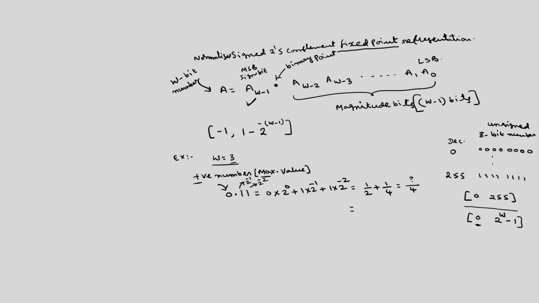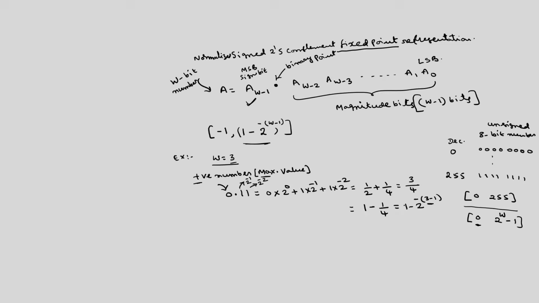This is 3 by 4. So, this can be represented as 1 minus 1 by 4, or in other words 1 minus 2 raised to the power of minus of 3 minus 1. Of course, 2 can be written as 3 minus 1. I want to represent it in this manner so that I can explain the range of the numbers that can be represented.